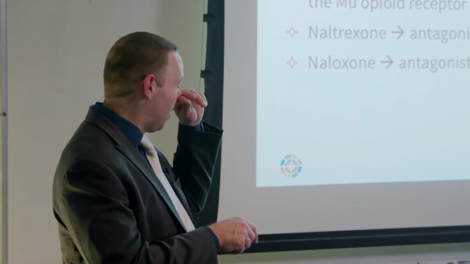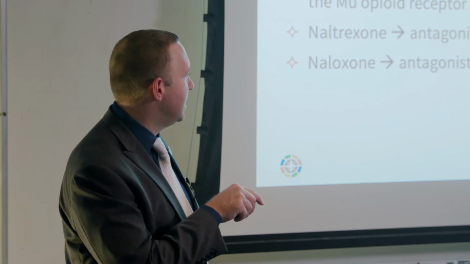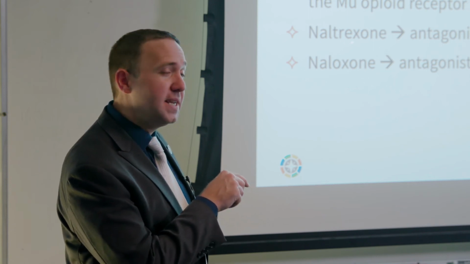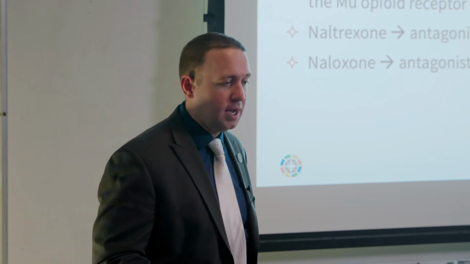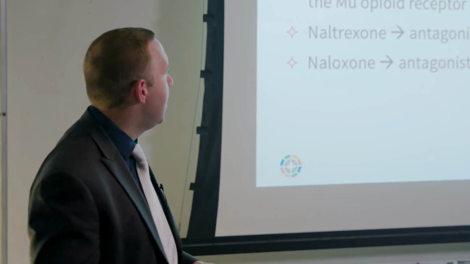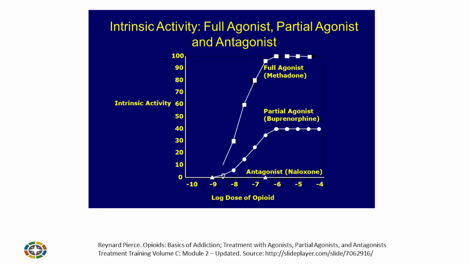And then naltrexone is an antagonist of the mu-opioid receptor. And Narcan or naloxone is also an antagonist. The big difference is naltrexone's a pill and naloxone's an injection, right? Or a nasal spray. But this is not medically active orally, whereas this is. And so this just illustrates that.